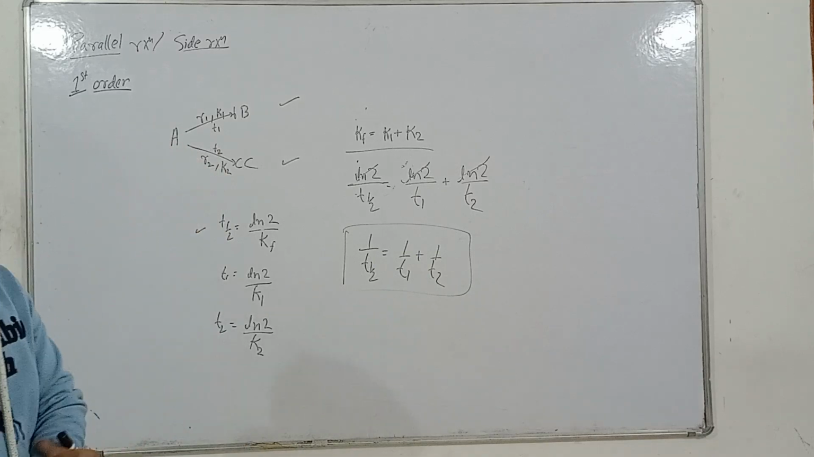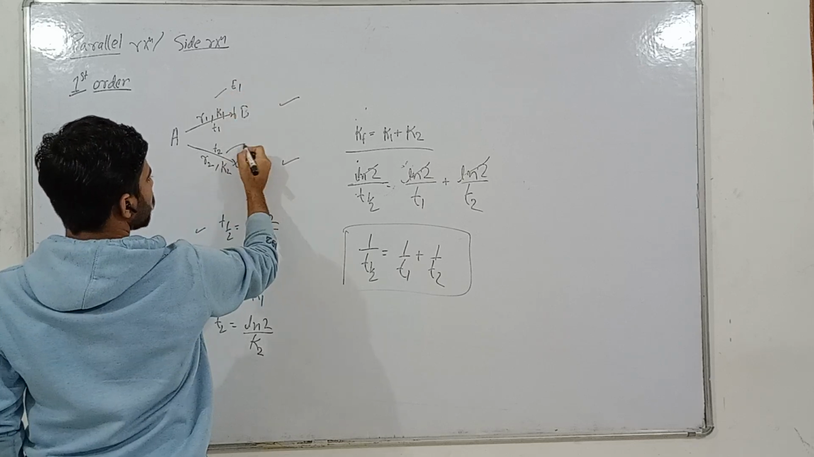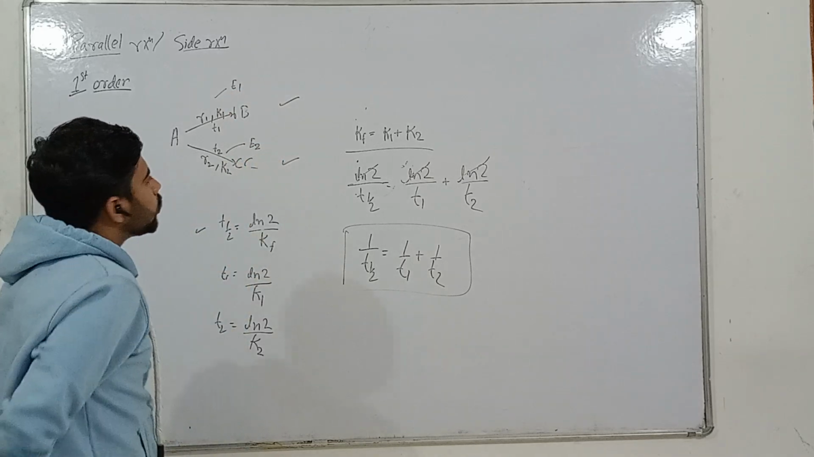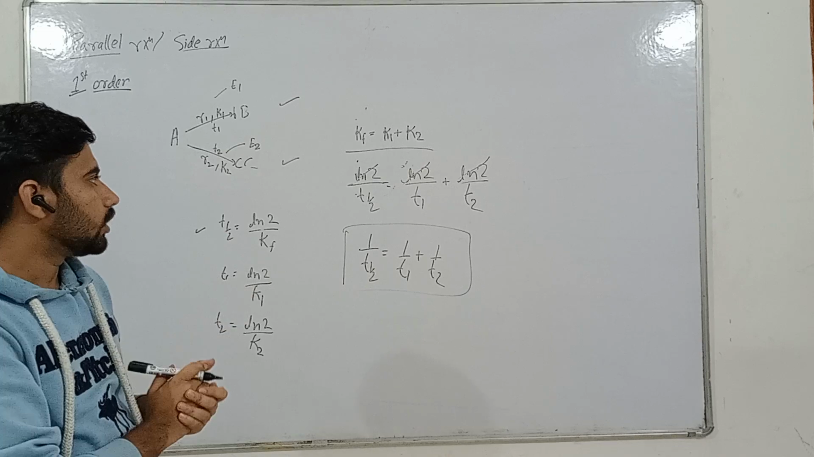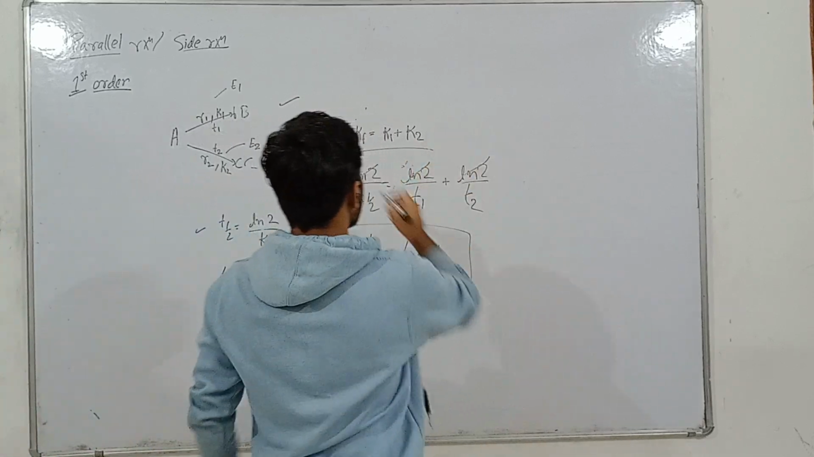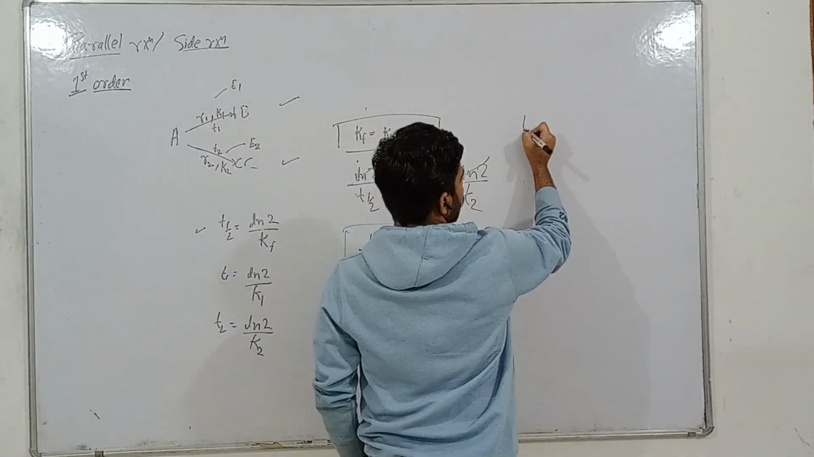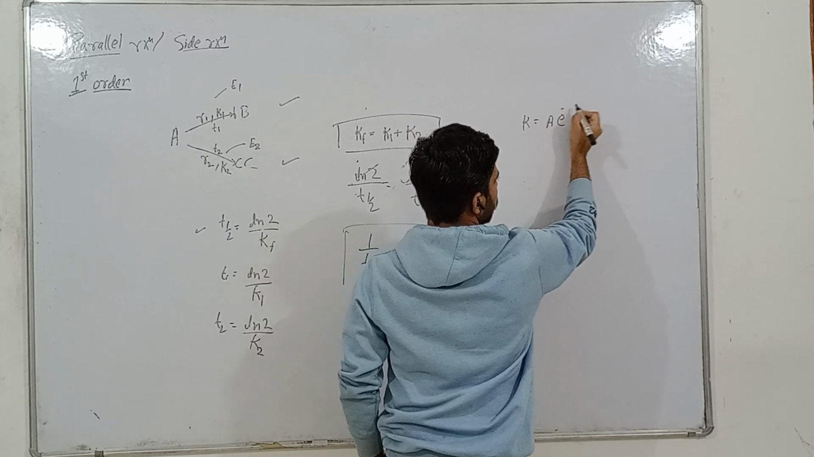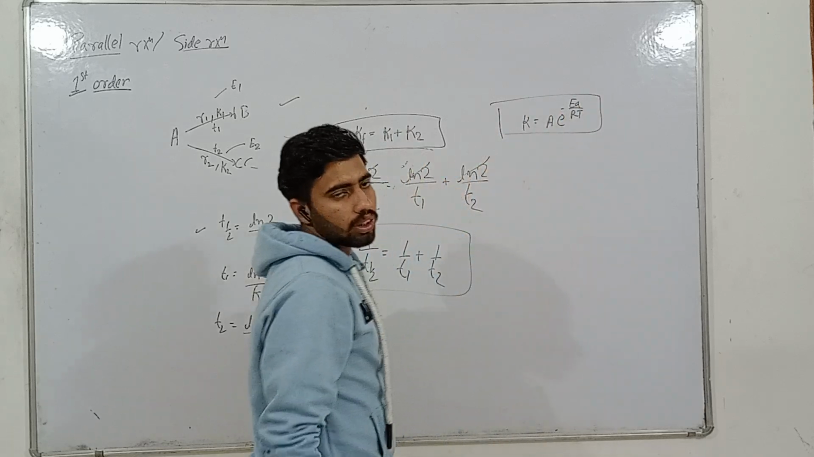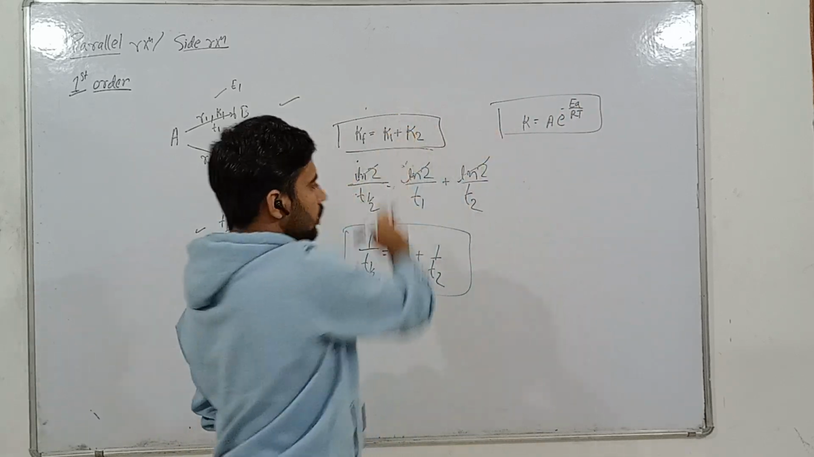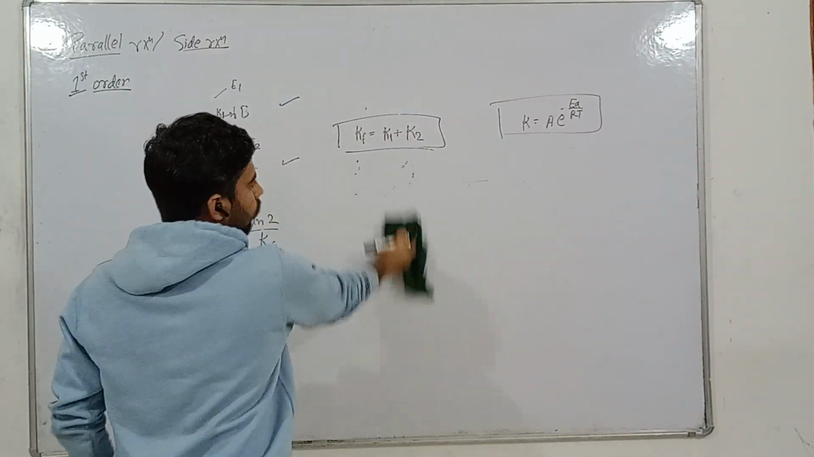Similarly, if the activation energy of this reaction is E1 and of this reaction is E2, then we have to find the activation energy of the overall reaction. We will use the Arrhenius equation: k equals A into e to the power minus Ea divided by RT. This is the Arrhenius equation. We will put these values in this equation, then we can calculate Ea, the activation energy of the overall reaction.